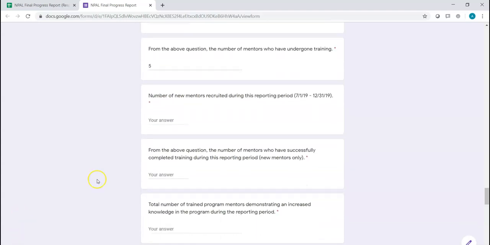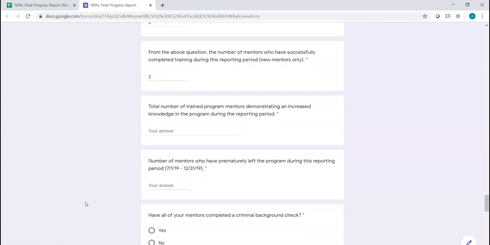The next question is just the new mentors who were recruited during this reporting period. So they started after July 1st and got involved in your mentoring program. For me, I'm going to say just 2, maybe. And then similar to above, the number of the above question who have successfully completed training during this reporting period. So again, this is of this number here. Ideally it should be all of them. So I'm going to put 2 here, for example.